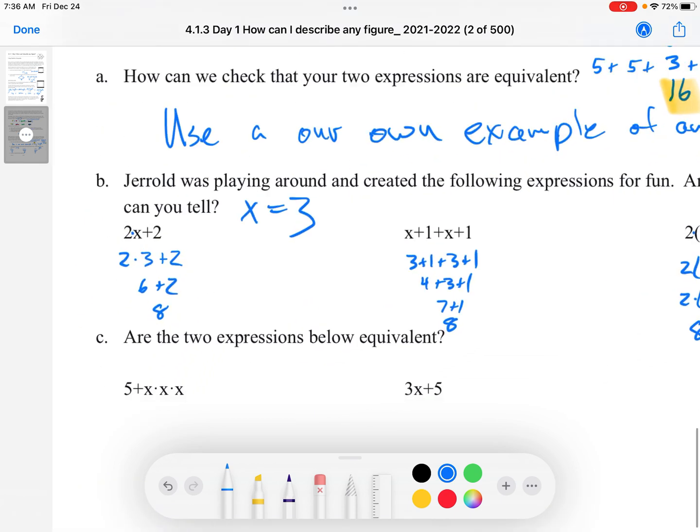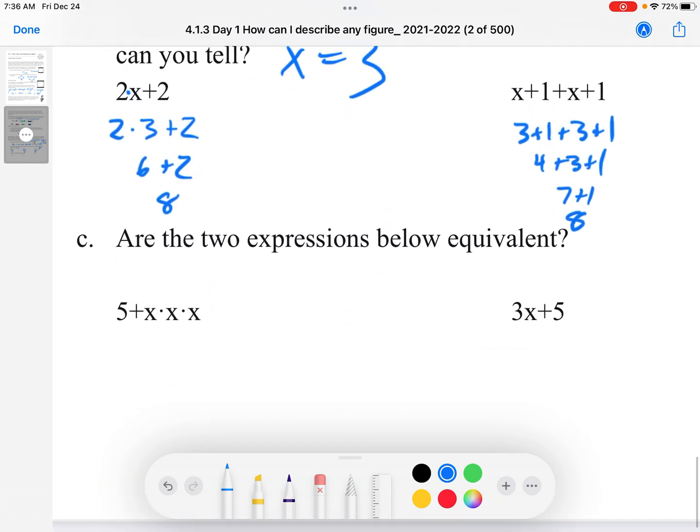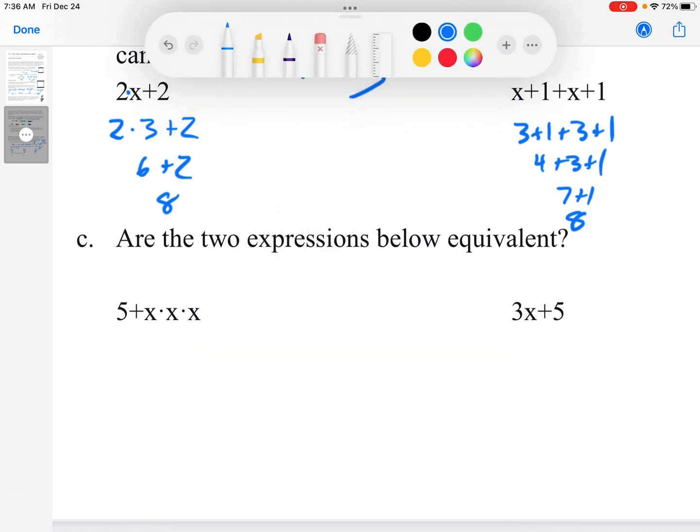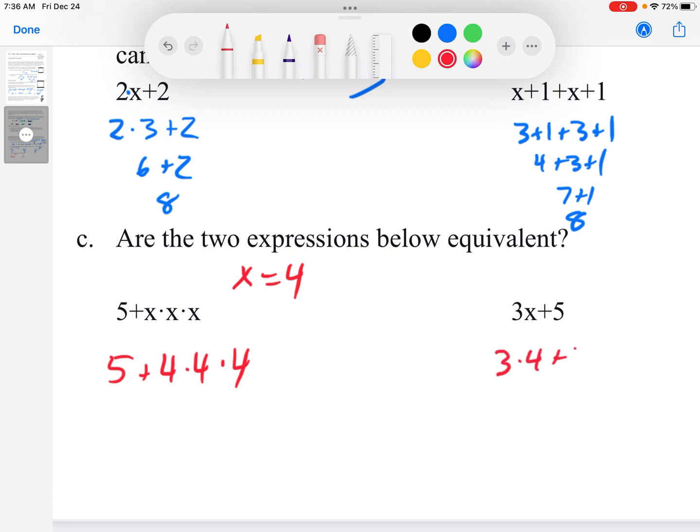Now we could do the same thing down below. Are these two equivalent? Let's plug in some numbers and let's see. What do we want to try for x this time? Let's try 4. X must equal 4. We're going to check it. 5 plus 4 times 4 times 4. Ooh, I feel like I should have picked a smaller number. Then we have 3 times 4 plus 5.